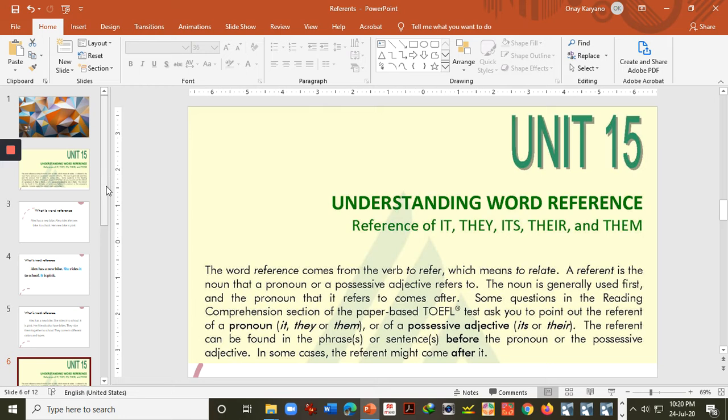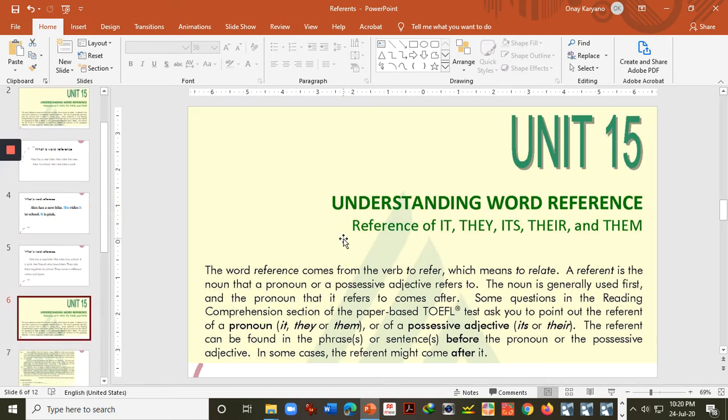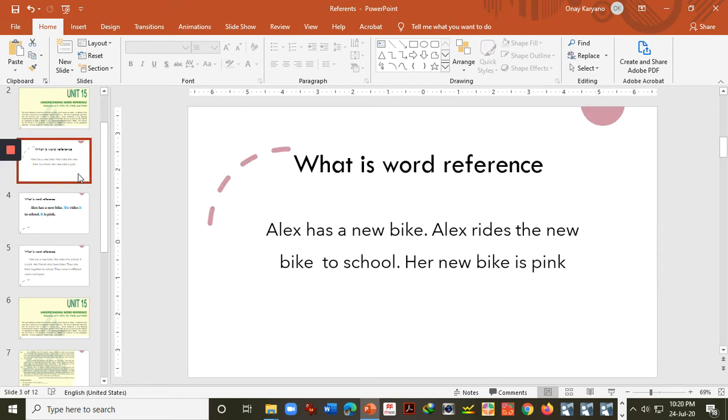So one of the problems that you are going to face in the TOEFL test is when you will have to identify the word of reference. Okay, specifically it and they, because both refer to a noun. Okay, just like this one, right? Okay, this is the reason.